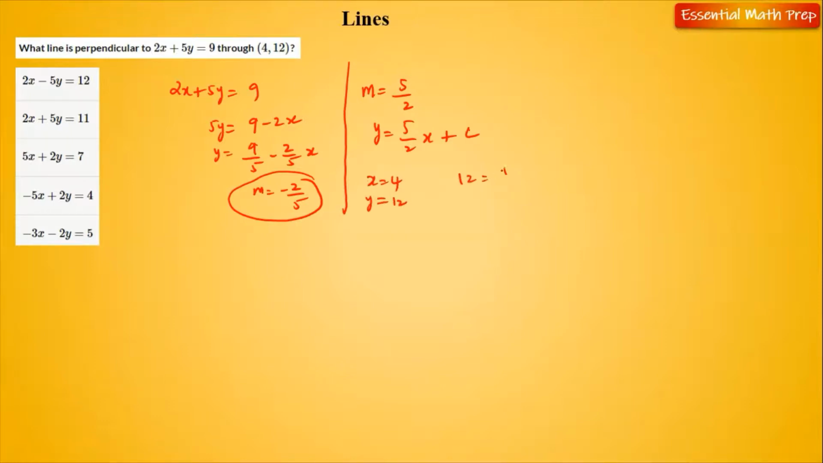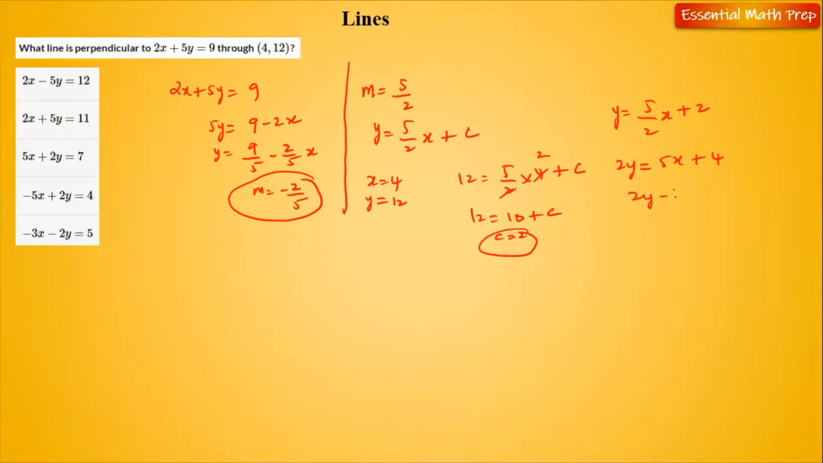So 12 equals 5 over 2 times 4 plus c. This is 10. So 12 equals 10 plus c. c equals 2. So y equals 5 over 2x plus 2. But you see, it doesn't look like this. So all you have to do is simply multiply by 2 throughout. It will give you 2y equals 5x plus 4, or 2y minus 5x equals 4. And that's a perfect match for this choice right here.